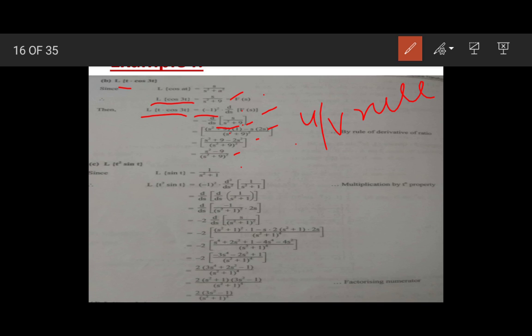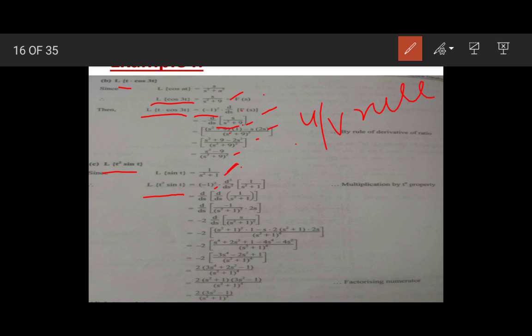Now see one more example on multiplication by t. Here the question is: find the Laplace transform of t square into sin t. So again, first I have to find the Laplace transform of sin t. Laplace transform of sin t is 1 upon s square plus 1. Then Laplace transform of t square into sin t.